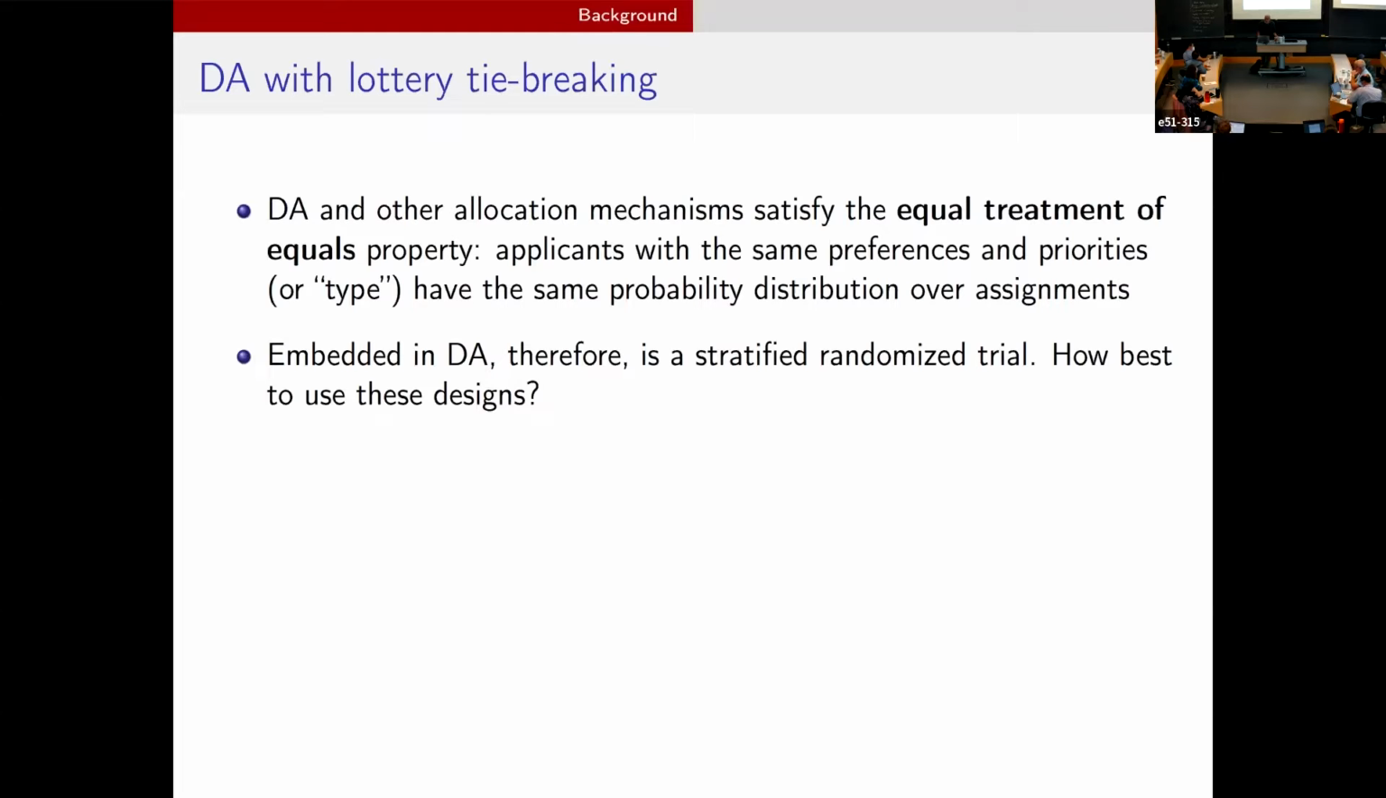Then the mechanism must produce the same probability distribution over assignments. So two individuals who have the same type should get the same exact outcome. Equal treatment of equals is a big concept in mechanism design theory when we want to think about fair allocation. It's usually a reason why we think about using stochastic mechanisms rather than deterministic mechanisms.